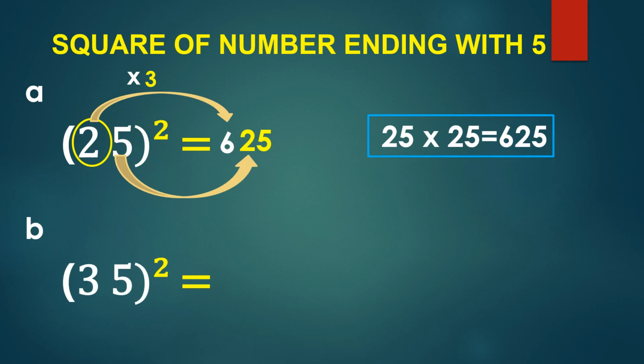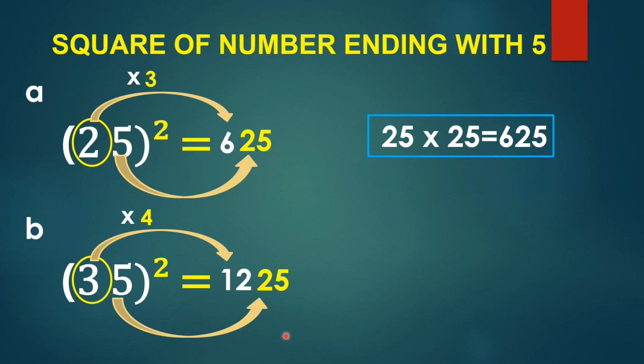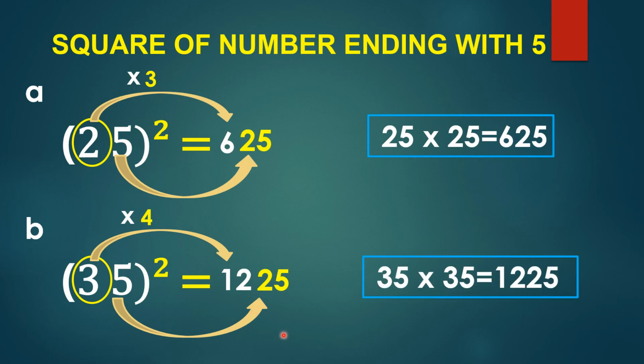Now one more example. 35 square. So consider 3 first. The number that comes after 3 is 4. Multiply both these numbers. 3 into 4 is 12. Write it over here as given. Now consider 5. So 5 5s are 25. Write 25 over here. That's it. So 35 square, that means 35 into 35, is 1225. It's a very easy shortcut.